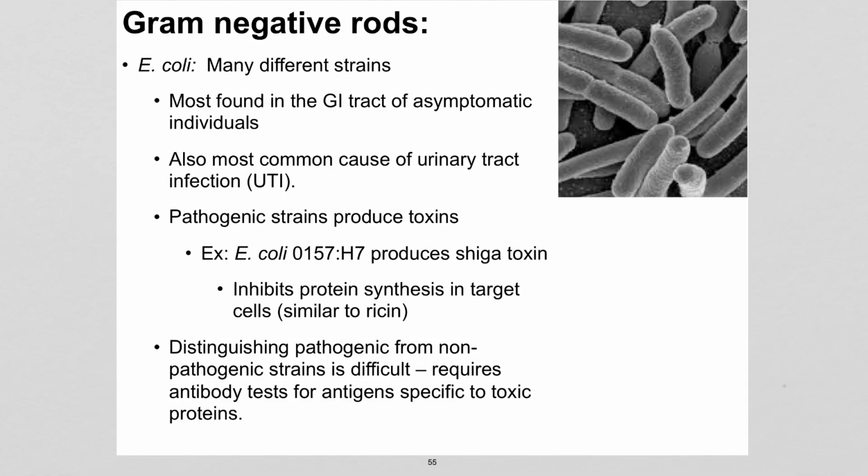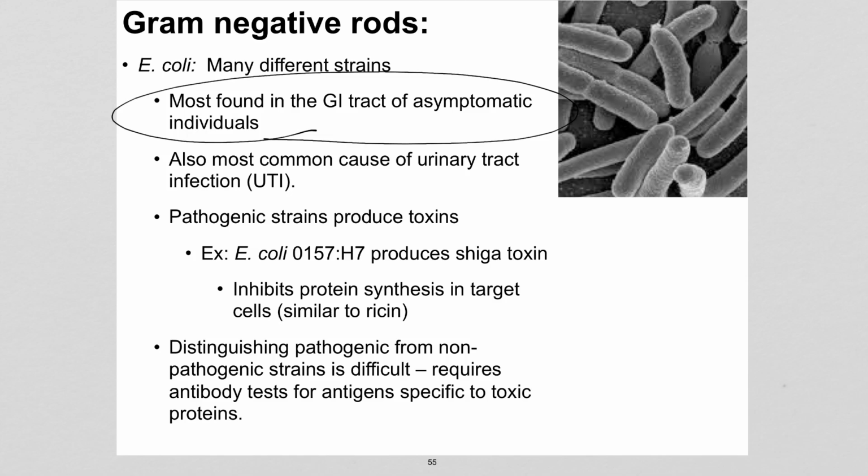Okay, next one on our list is E. coli, and I've mentioned this one in class too. Most E. coli are completely harmless. It's a very normal part of almost every mammal's GI tract. It's found pretty much ubiquitously among humans. Everybody has E. coli in their intestines.